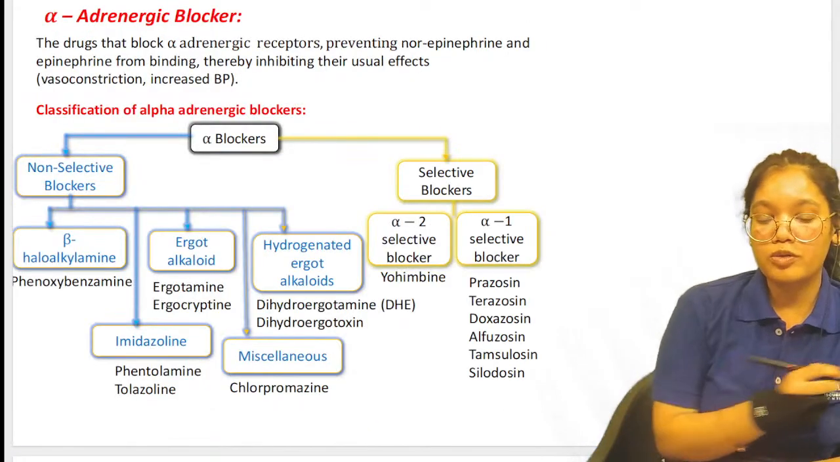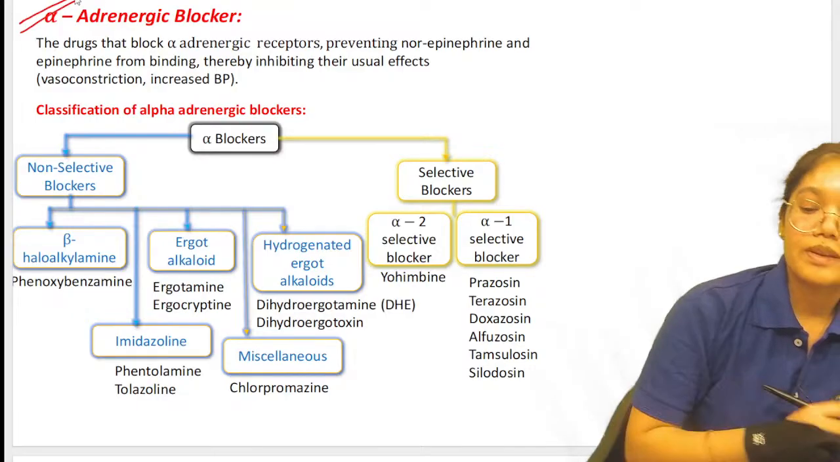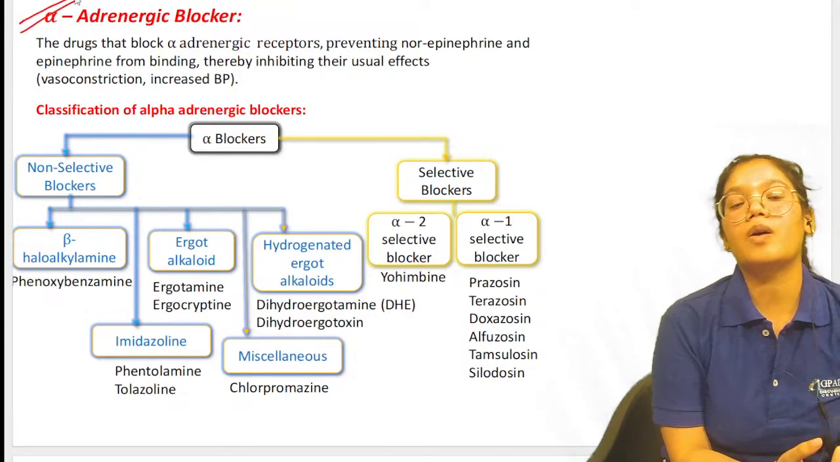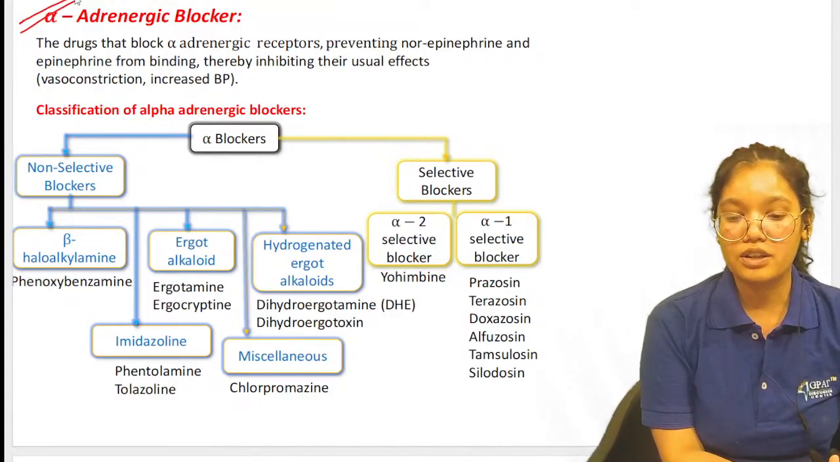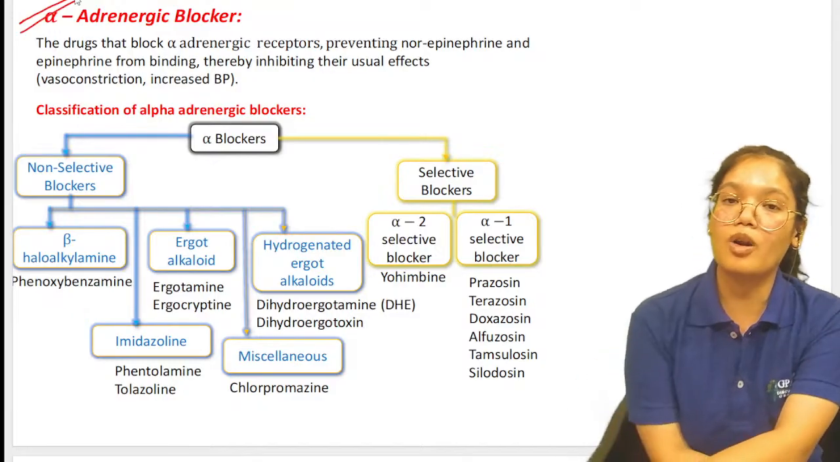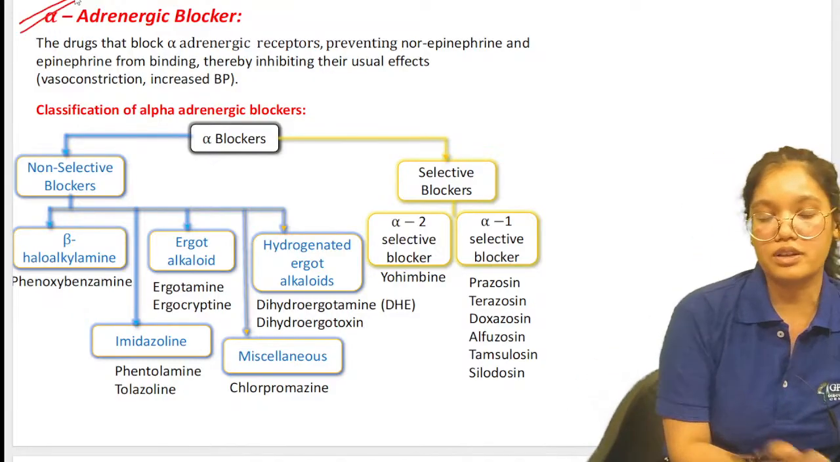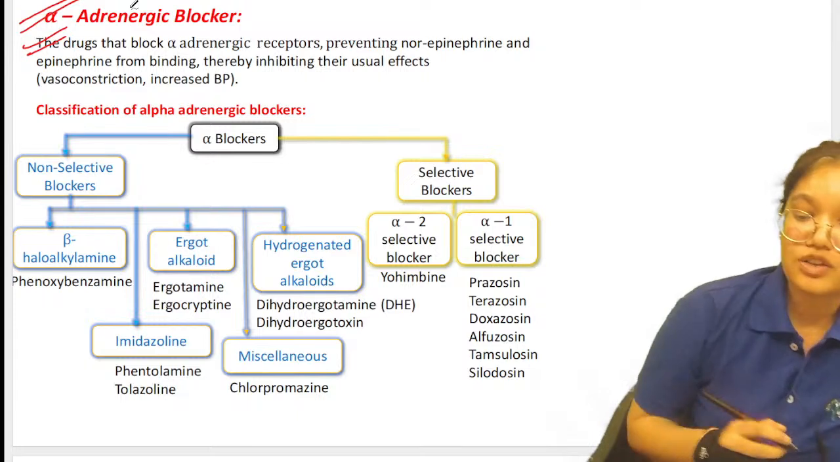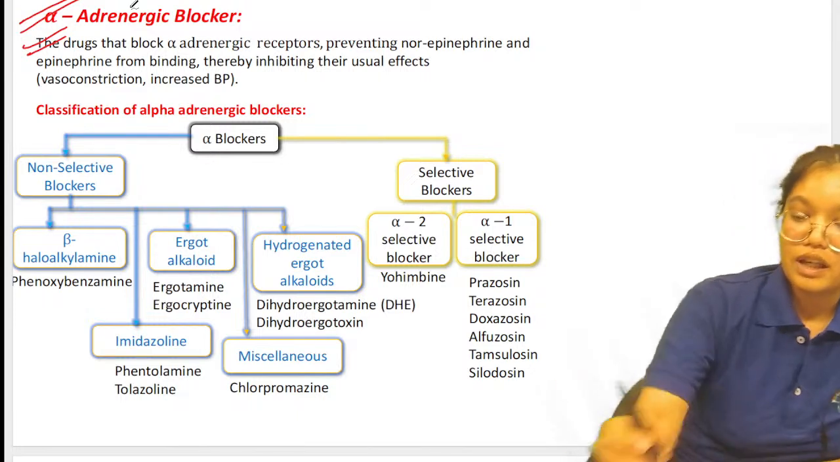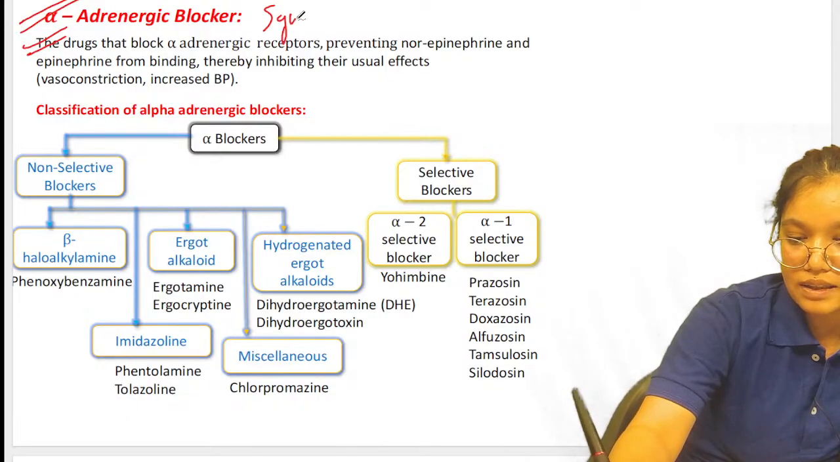Should I move forward? Now the alpha adrenergic blockers. Till now we were studying the alpha receptors. Now the alpha adrenergic blockers are the agents that will block those alpha receptors. These drugs basically block the alpha adrenergic receptors. They are also called sympatholytics.